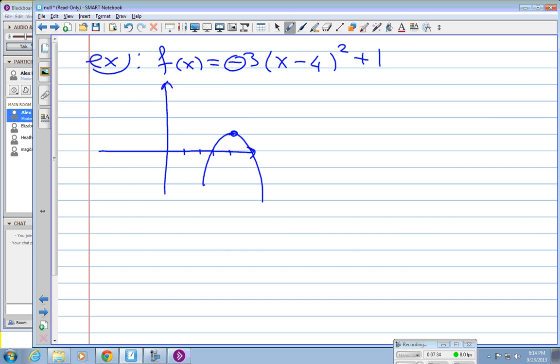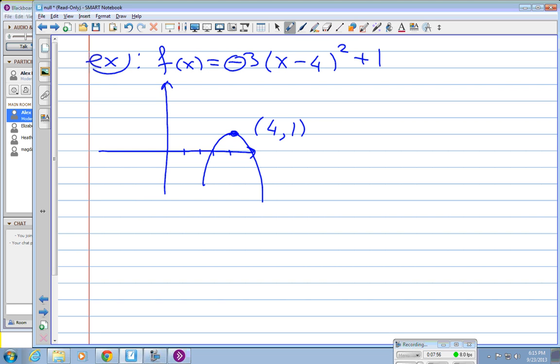So here's the vertex. Do we know the location of that vertex? What is it? 4, 1. So this function obtains the maximum value of 1 when x equals 4. Okay? So x equals 4 will give you the highest point on the graph of that function, and that highest point happened to be 1.